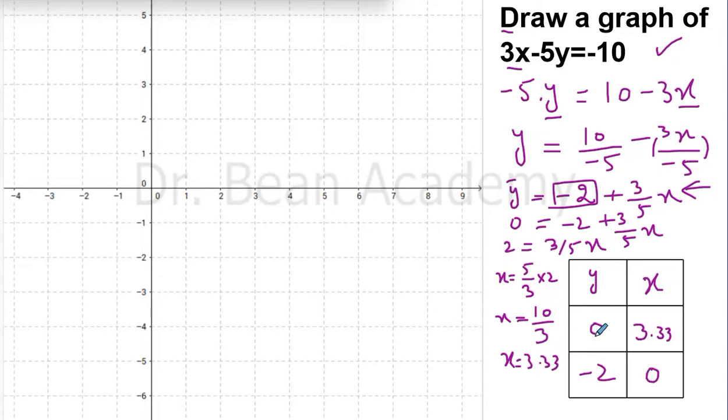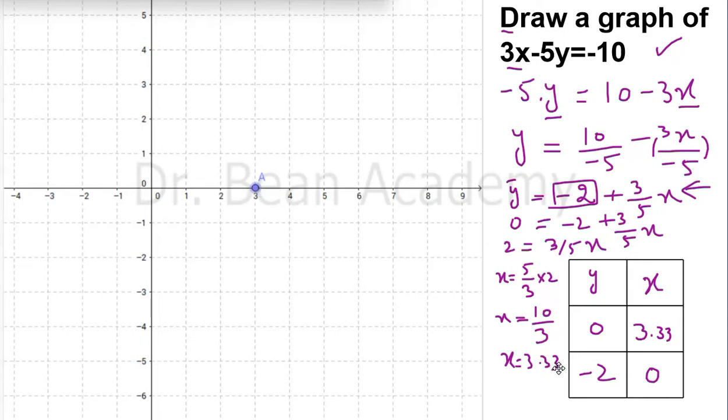So I will draw the first ordered pair. y is equal to 0, so it should be at the origin. And now x equals 3.33. I know here is 3, but I can't locate 3.33. You see? It's a problem, because here is 3, but I can't locate 3.33. So let's do it at 3, because I don't have any choice. So here is the point 3, 0.